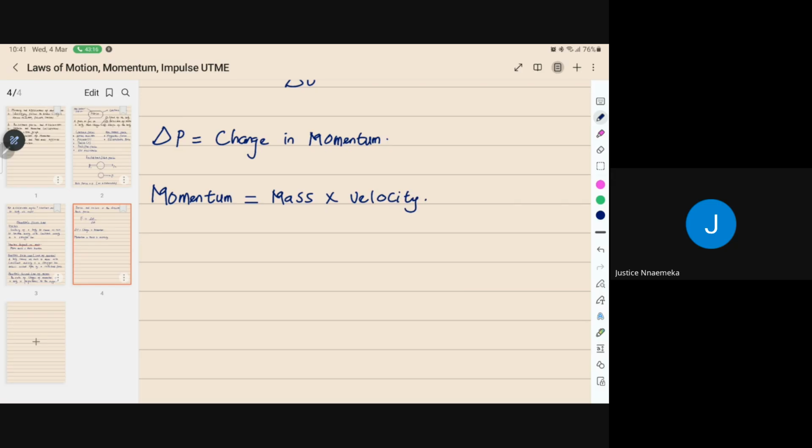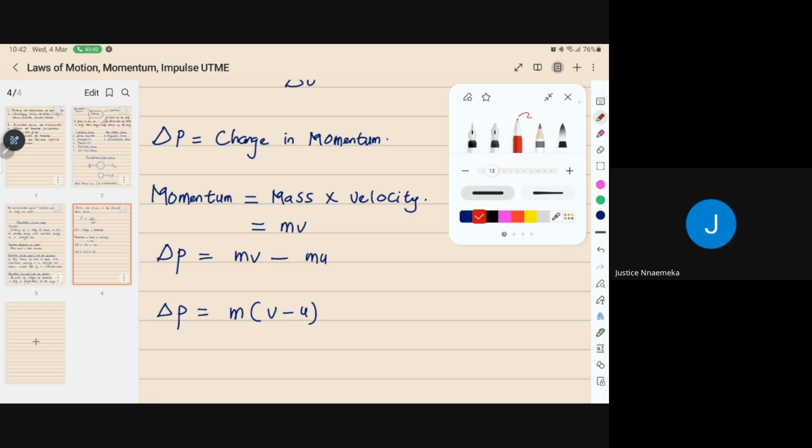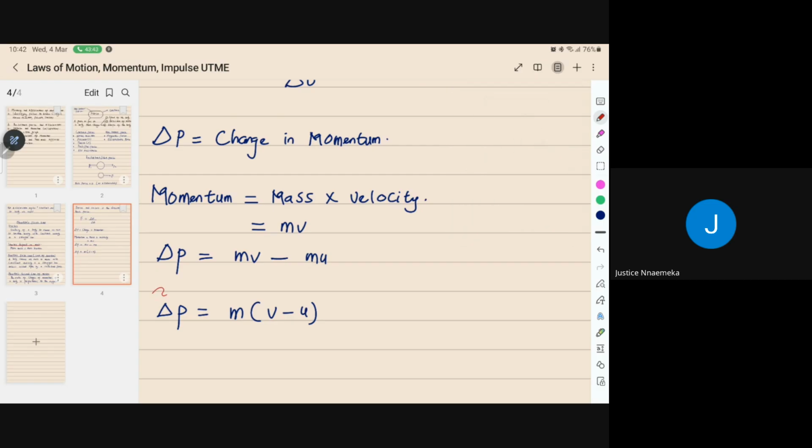Is that okay? So this can be written as MV. So that change in P will now be equal to MV minus MU. Are we together now? So when we collect like terms, we can have that change in momentum is equal to M times (V minus U). Remember that U is initial velocity, and V is your final velocity. Are we all on the same page? Right, good. So let's proceed. Thank you, Mr. Paul.